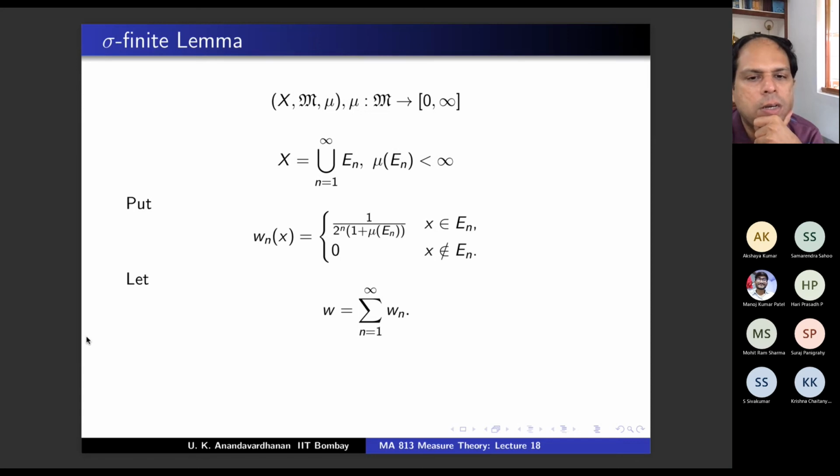Summation Wn, if x belongs to... yes, that is anyway convergent, whether you assume disjoint or not. Yeah, I don't want disjoint.